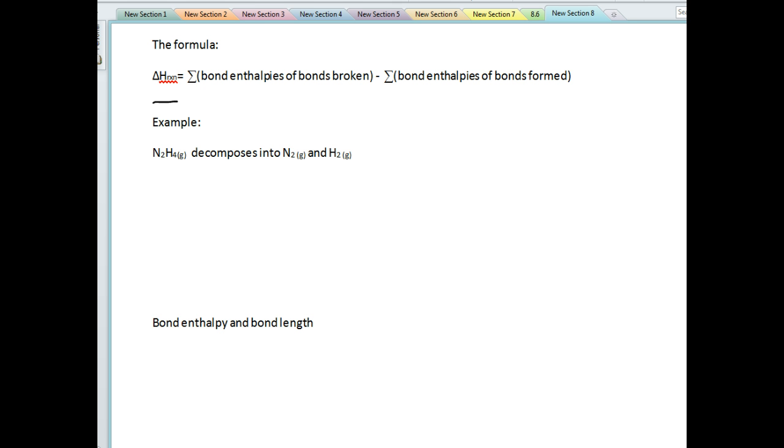Okay, so basically what we're dealing with in this formula is the sum of bond enthalpies of bonds broken minus the sum of bond enthalpies of bonds formed.